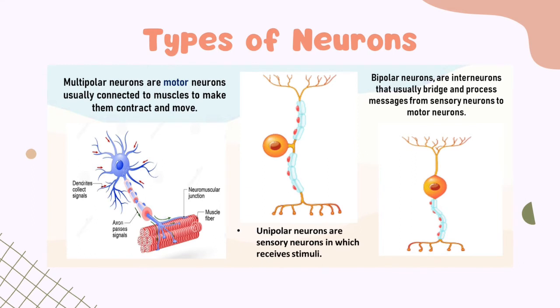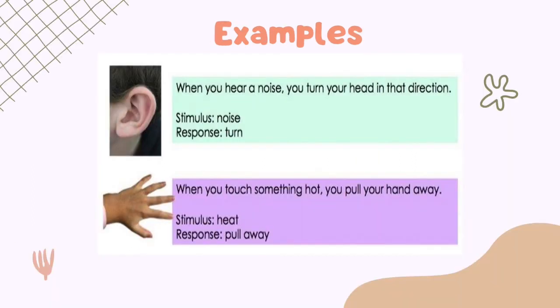Next we have the examples of stimulus or stimuli and response. First one: when you hear a noise, you turn your head in that direction. Let's say someone called your name, so you are going to find the direction where the voice came from. The stimulus would be the noise, and in response you turn your head in that direction. Next one: when you touch something hot, you pull your hand away.